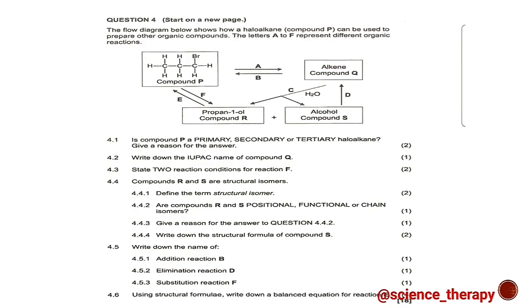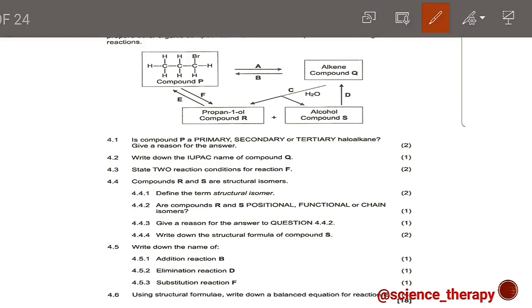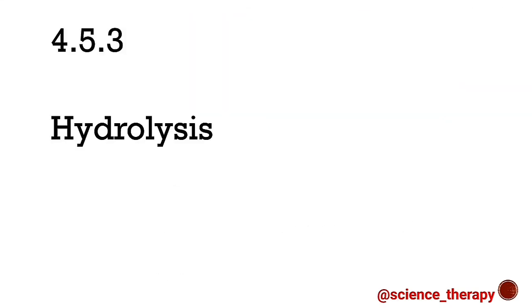4.5.3 says write down the name of the substitution reaction F. Now in F we can see that we are moving from a saturated compound, a haloalkane, to another saturated compound, an alcohol. Saturated to saturated, that's substitution of course, but what type of substitution is this? Now we are taking a haloalkane and we are forming an alcohol. We call that substitution reaction hydrolysis.